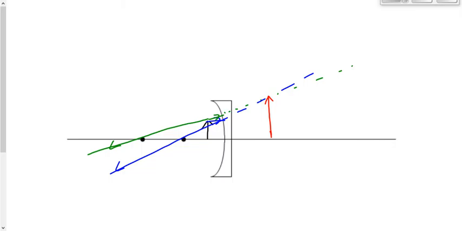What do you know about this one? It's bigger. The image is bigger than the object. It's upright. And it's virtual. No matter what you do, you can't project this onto a screen. It's physically impossible. You can see it by looking at the mirror, but you can't project it.